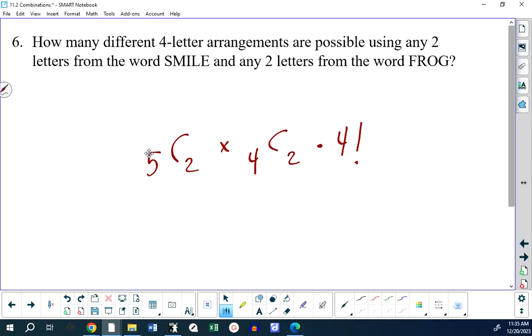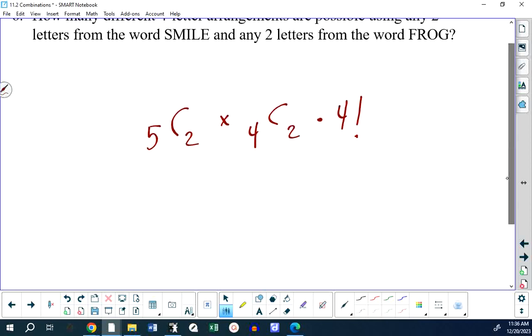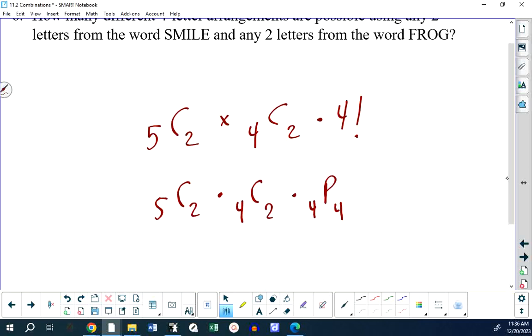If you have a letter in the word frog that's the same as a letter in the other one, dividing by 2 factorial doesn't work. Because it's not that you're guaranteed to have 2 identical items in your 4 letters. So we just multiply by 4 factorial. We could have also written this. Right, I think 4p4 is overkill for arranging 4 items. It's 4 factorial.